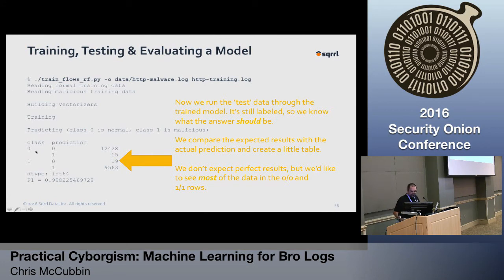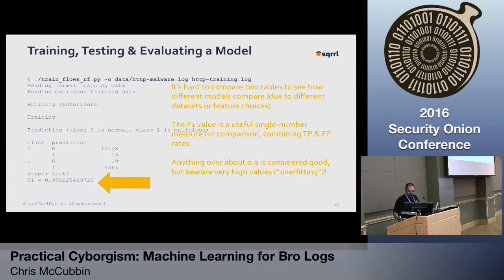You can see class 0 is normal and class 1 is malicious. In this case, it has an F1 value, which is numeric. It's the harmonic mean of precision and recall. It's pretty good, the maximum is 1. In this case, it correctly identified the malicious data something like 9,000 times and only misclassified 30.